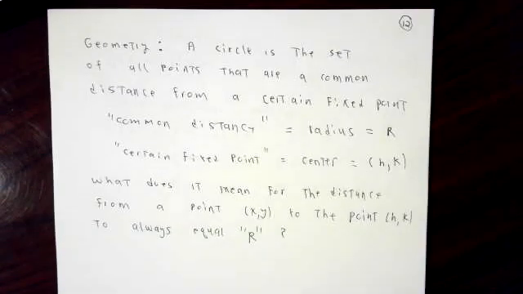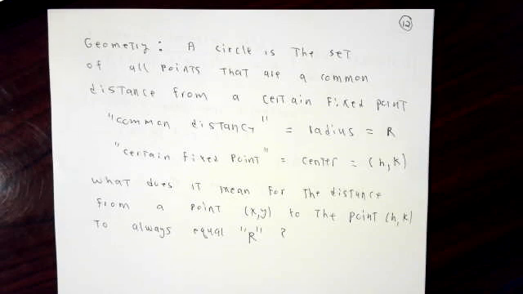Let's think about a little bit of geometry. If you go all the way back to the ancient Greeks, they defined a circle this way. A circle is a set of all points that are the same distance, a common distance, from a certain fixed point in the plane. This common distance is the radius of the circle. Since it's a number, a distance, we'll make up a letter to call it by. We'll call it r for radius. The certain fixed point is the center of the circle.